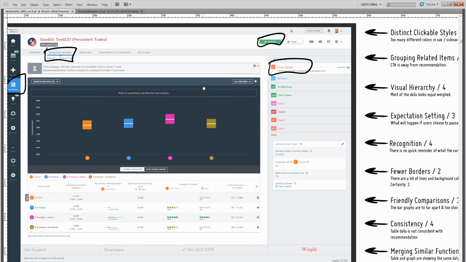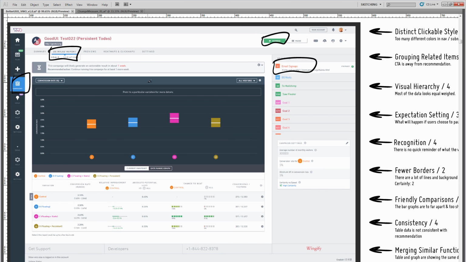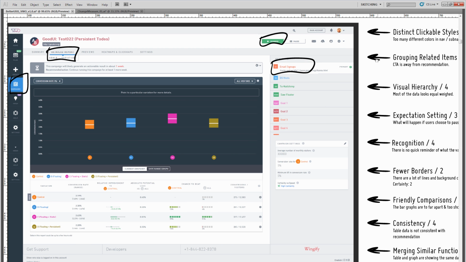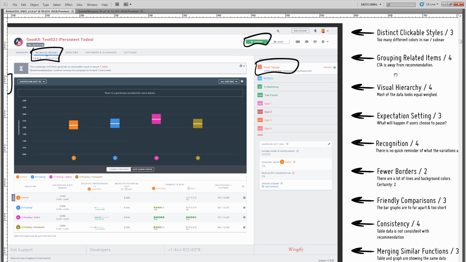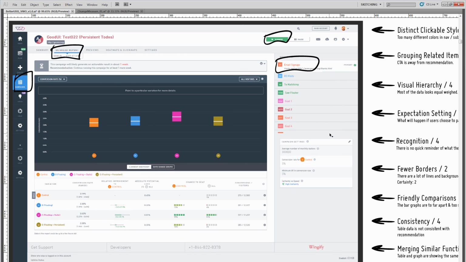So typically, when I see these variations, these different styles, I think it adds more cognitive stress on a person trying to figure out where they actually are, and unifying these styles into more of a coherent system could be one potential solution. Okay. So that was distinct clickable styles. Next, grouping related items together. So the calls to action, these are the main action decision. This is where the decision happens: running, pause.